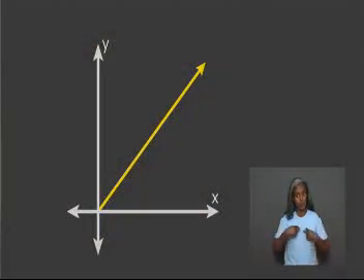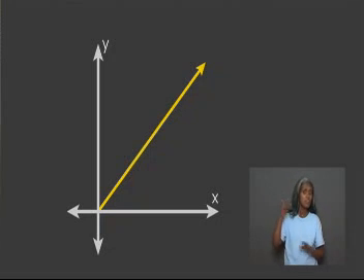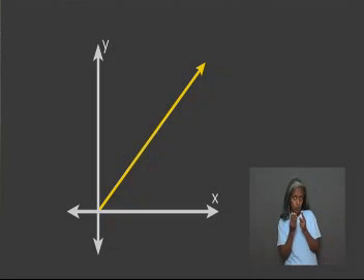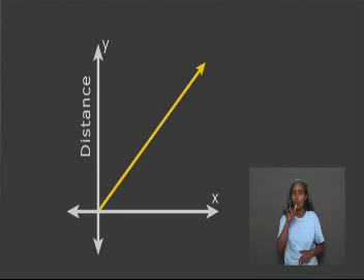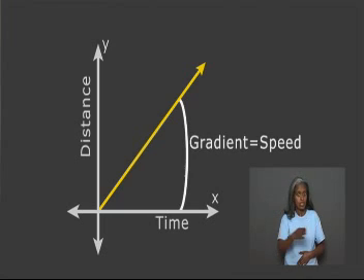We have made position time graphs in previous grades, wherein the position of a particle is represented by the y-axis, and the time is represented by the x-axis. In these graphs, speed is represented by the gradient, or slope of the line.